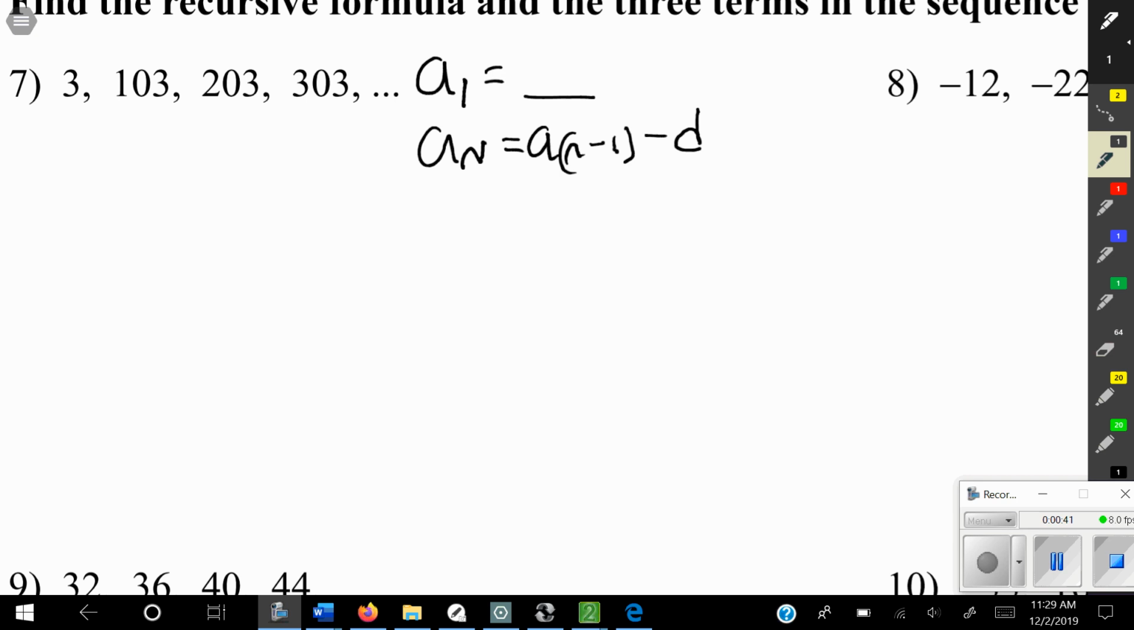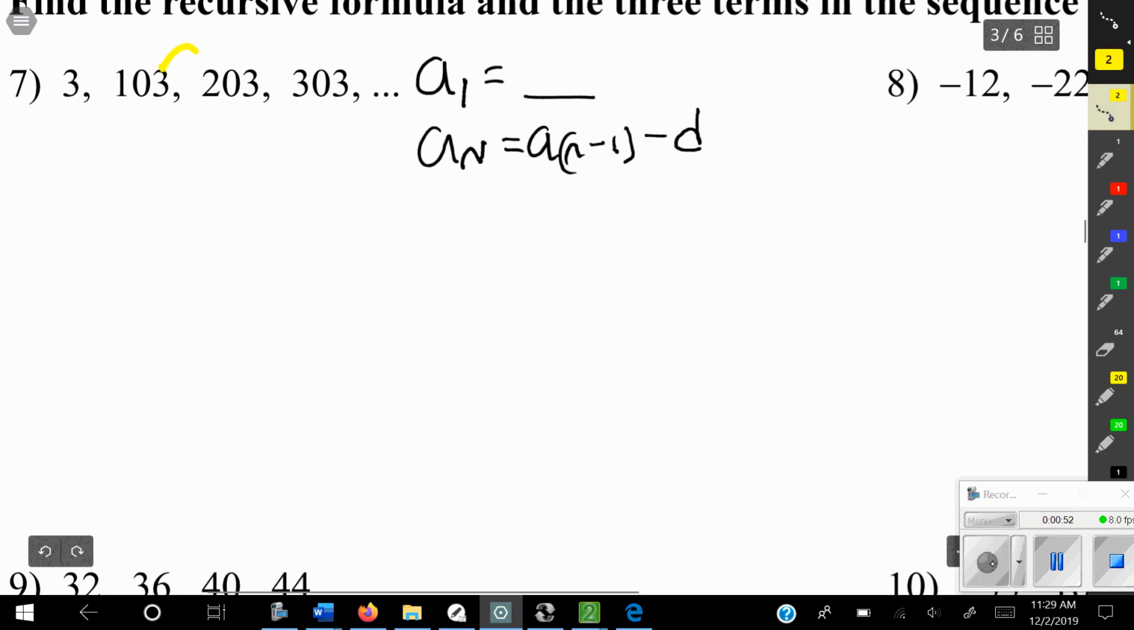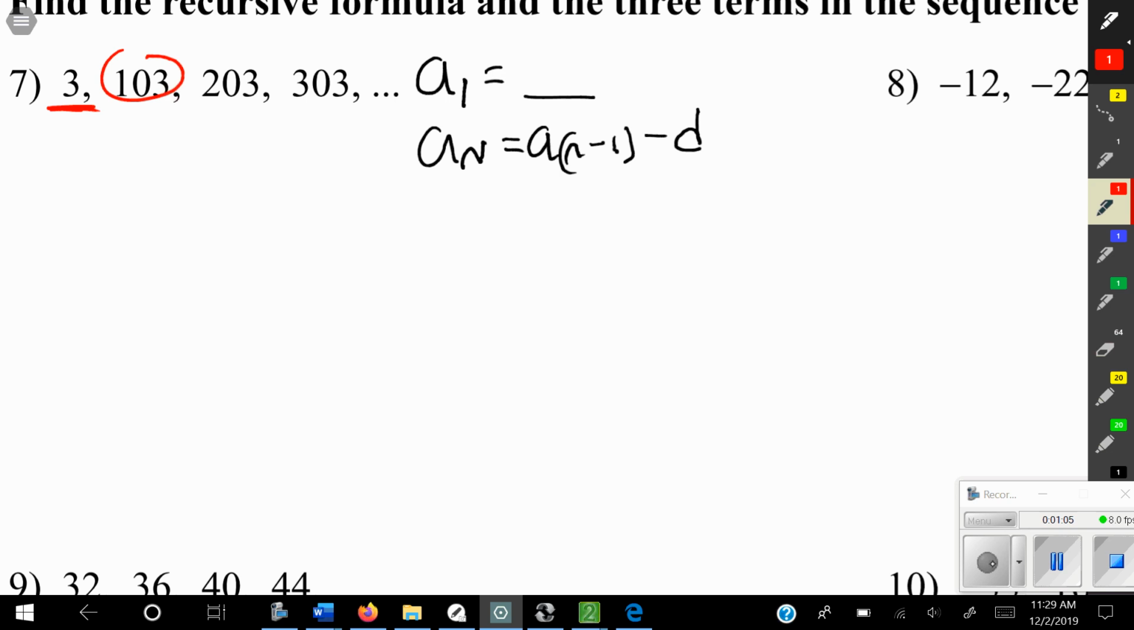So in this problem, number 7 here, we're given a sequence. And what we want to do first is determine if it's an arithmetic sequence or not. In order to do that, you have to have a common difference between here to here to here. So the simplest way to do that is to take your second term and subtract your first term. So I have 103 minus 3, and that's going to give me 100.